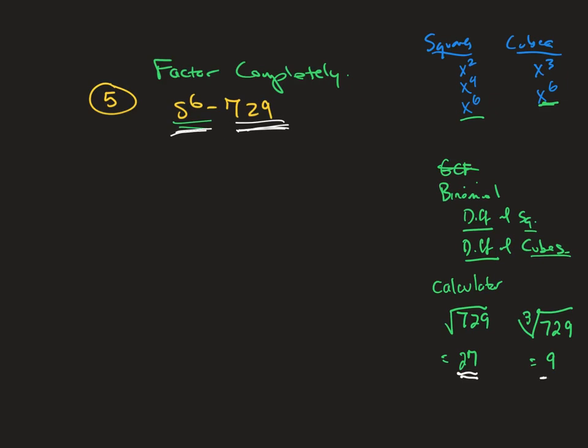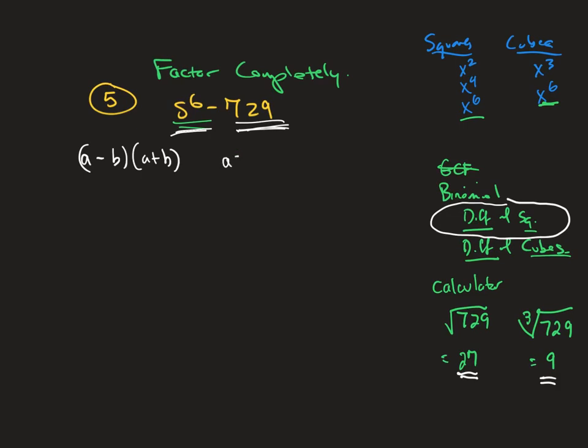We know it's a cube because it comes out to a nice whole number like 9. So this is the difference of squares, and it's also the difference of cubes. But in that case, you'll want to start with the difference of squares. So we're going to want to know the square root of the first one, the square root of the second one, because we're going to do a minus b, a plus b.